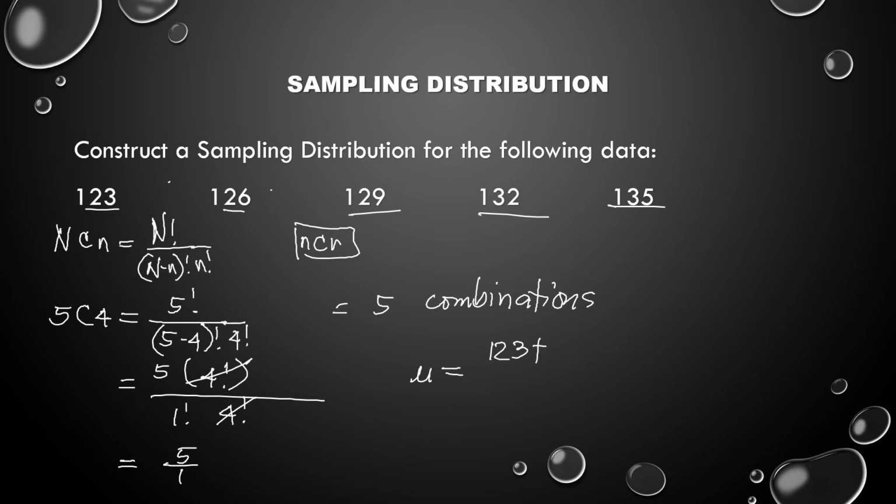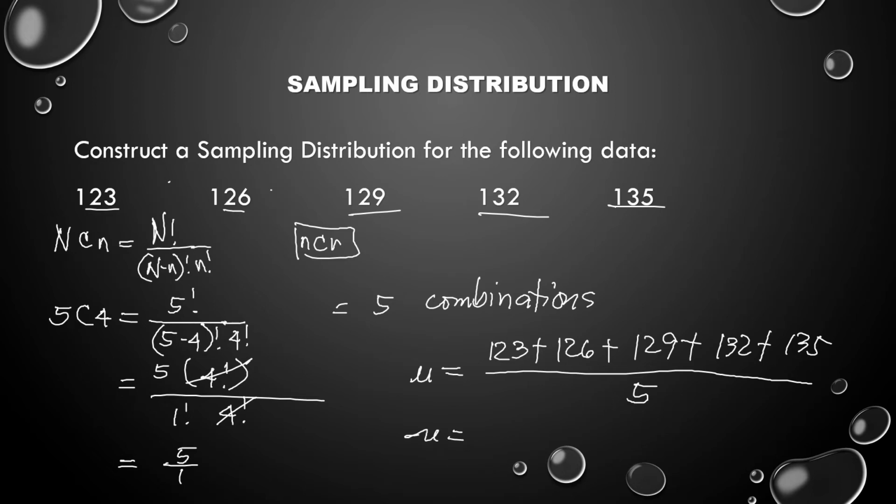So we have 123 plus 126 plus 129 plus 132 plus 135. We divide this with how many numbers there are. We've got that as 5. And our mean would be equal to, let me just add it up. Okay, we have 129, 132, 135. We divide that by 5, and that is equal to 129.